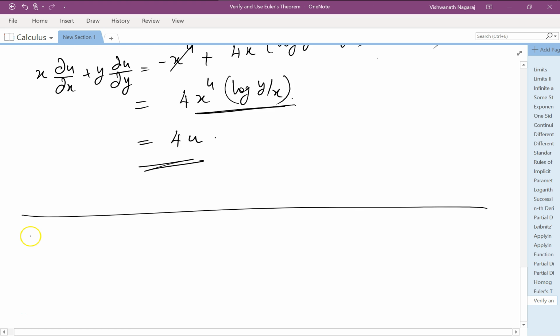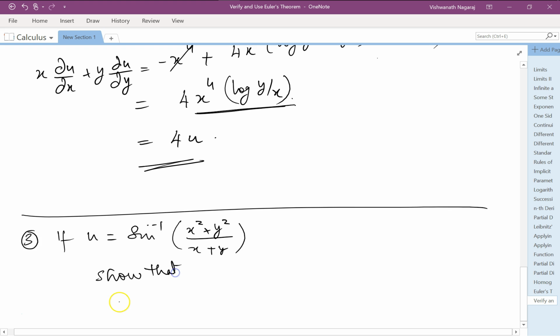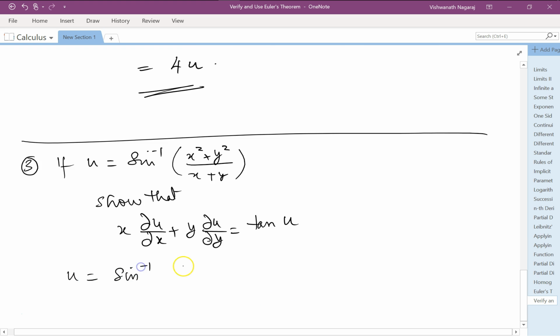Now let's look at the next one. Let's say u is equal to sine inverse of x square plus y square by x plus y. Again, we have to show that x dou u by dou x plus y dou u by dou y is equal to tan u. Of course, this is slightly different because trigonometry is involved.